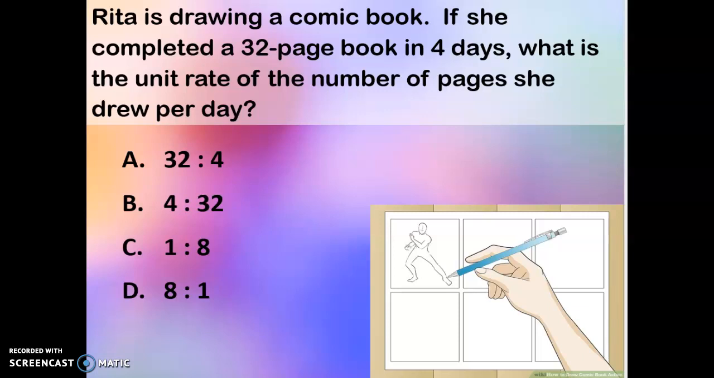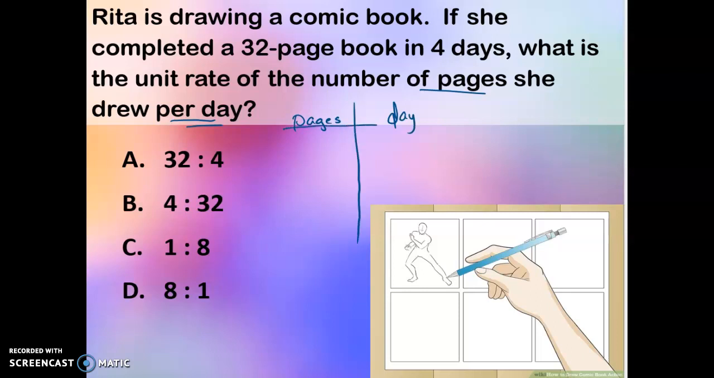Rita is drawing a comic book. If she completed a 32-page book in 4 days, what is the unit rate of the number of pages she drew per day? So we want pages per day. So pages is first and day is second.